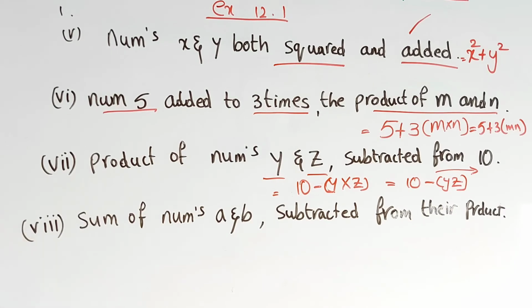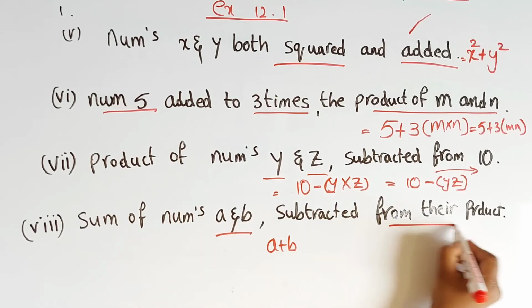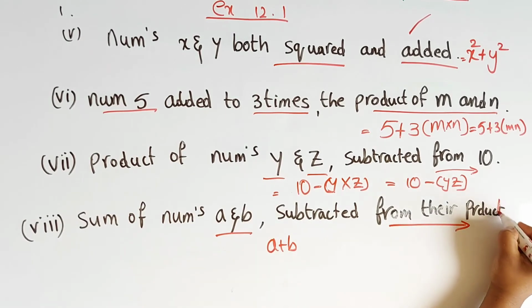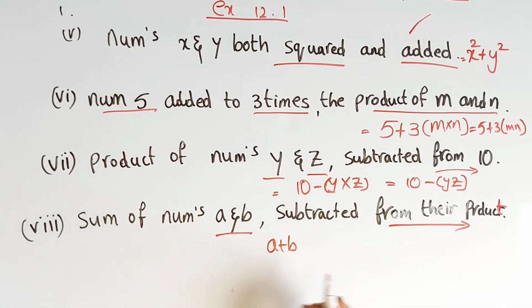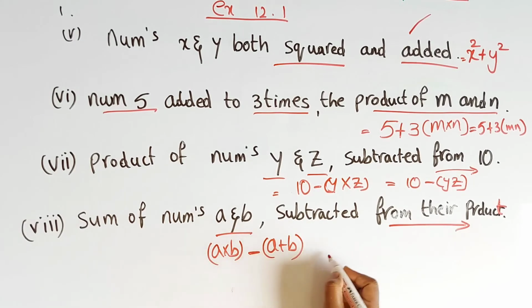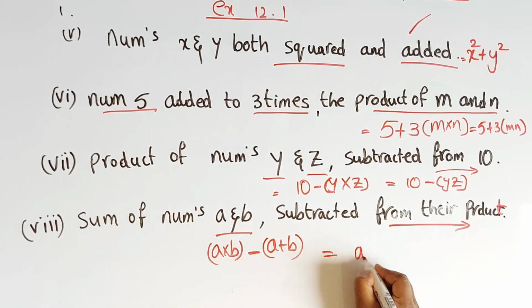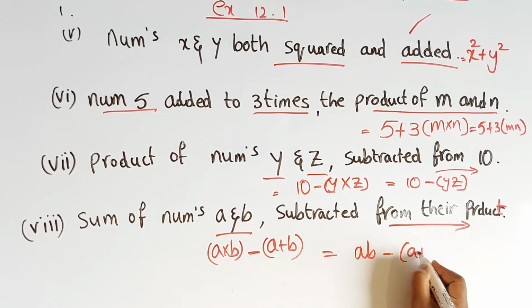Now eighth one, sum of numbers a and b subtracted from their product. First we'll write sum of numbers a and b, that is a plus b, subtracted from their product. Right children? That means we have to write the product first. What is the product of a and b? That is a into b. Subtracted from this, a into b, that is ab minus of a plus b. Right children?